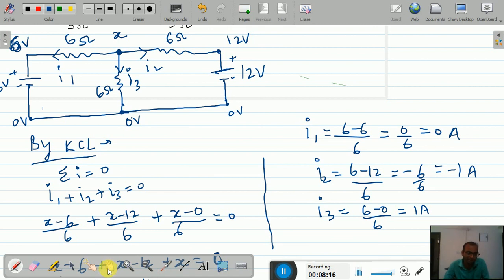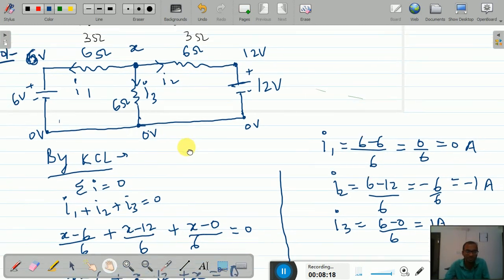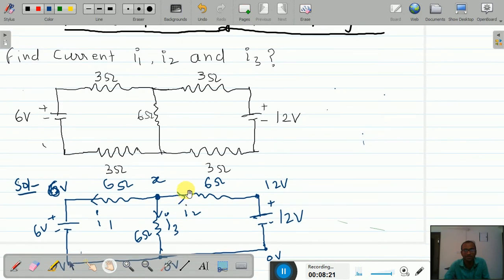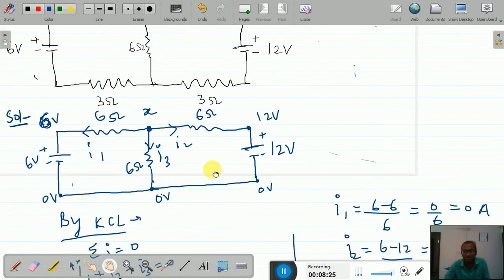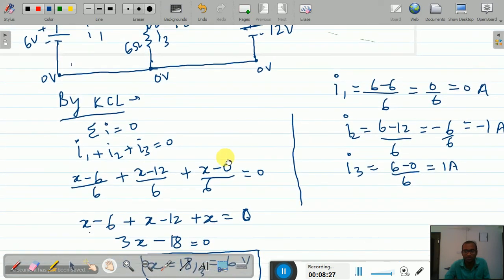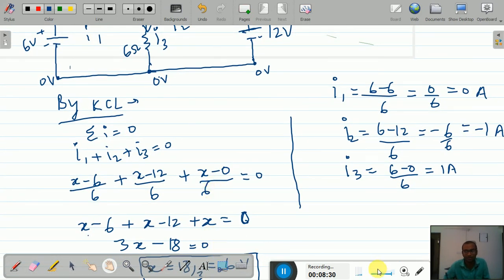Did you understand the concept of how to apply nodal analysis in any circuit, right? Okay, so note down all this, and now we close our topic.